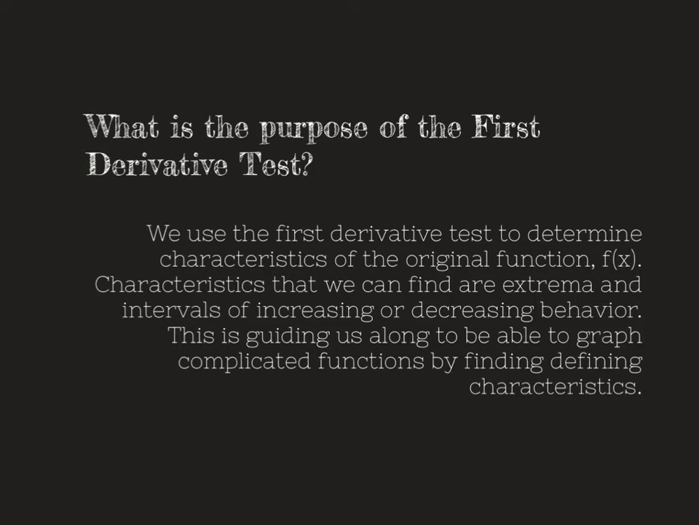Our goal is to be able to graph a function f of x, and we can figure out extrema, we can figure out intervals of increasing or decreasing behavior. We'll also be able to find something else out with our second derivative, so that'll be coming up soon. So this again is going to be guiding us to graphing. Keep that in mind, that is our goal, to get characteristics to graph.